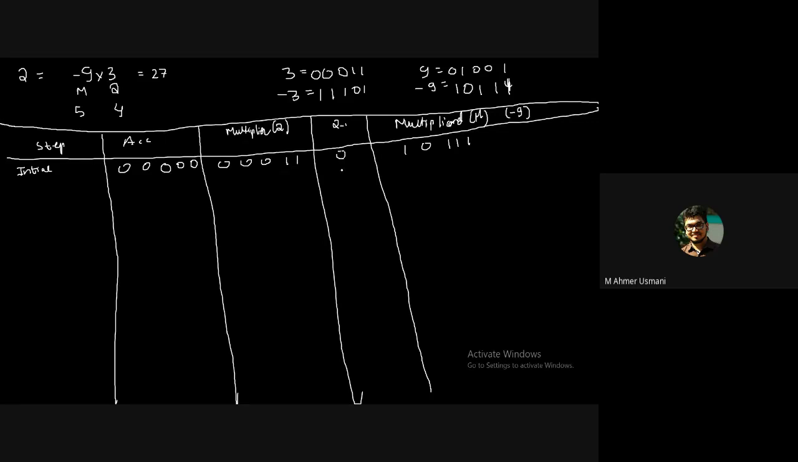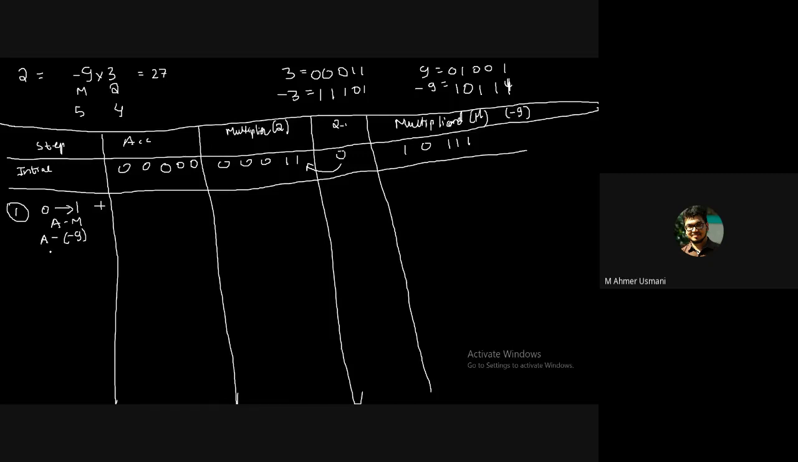So first step, the transition is happening from 0 to 1. So 0 to 1 में आपको क्या करना पड़ेगा? What you need to do? Step number 1, the transition is happening from 0 to 1. So you'll be performing A minus M. Which is A minus of minus 9, which is equal to A plus 9. So just add 9 to it. A minus M का मतलब क्या हो रहा है? A minus of minus 9, which can be written down as A plus 9. Just add accumulator में 9 to it.